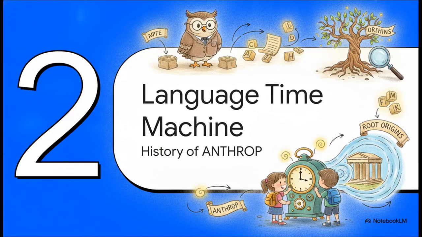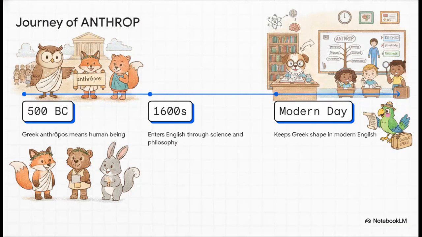To really grasp why these words look so strange and have such specific, sometimes tricky spellings, we need to hop into our language time machine. Tracking this root's journey is pretty wild. Starting way back around 500 BC, the ancient Greek word for human being was anthropos. Fast forward to the 1600s, and it enters the English language through really learned academic words used in science and philosophy.